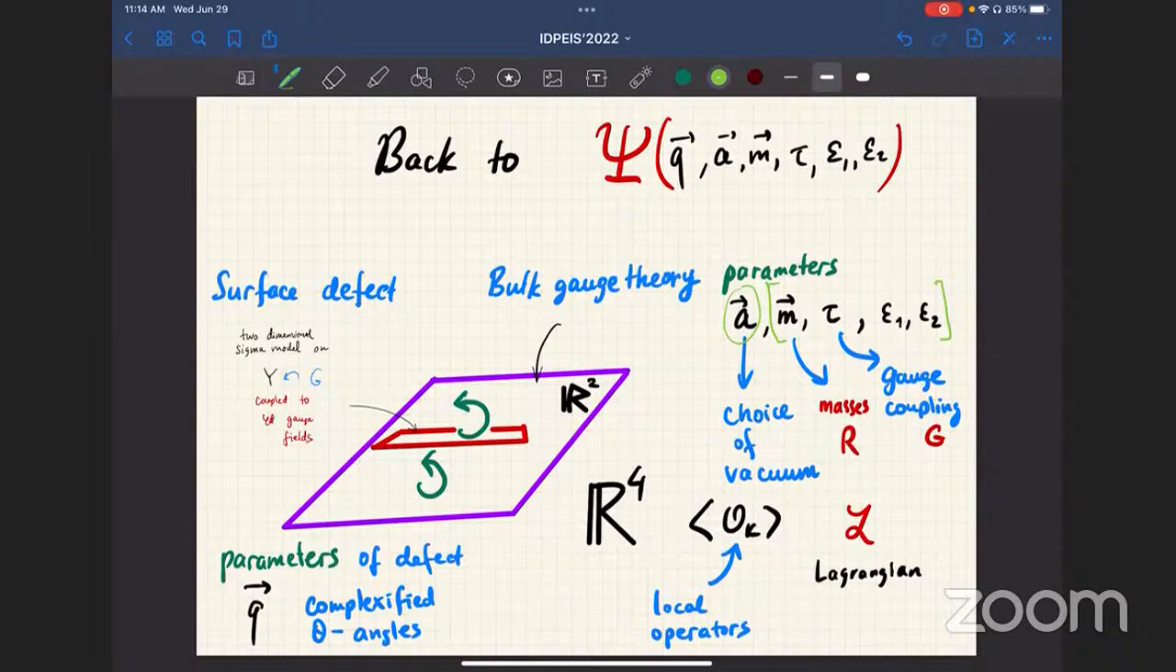Now, the surface defect is a non-local operator. So it's an extended operator, so to speak. It occupies a two-dimensional subspace of four-dimensional spacetime. And it has its own parameters. So since it's a sigma model, the sigma models have parameters which correspond to the topology of the target space. And so our target spaces typically will be some homogeneous spaces or some bundles of homogeneous spaces for the group G. And so they have rich second homology. And so to capture the second homology, we introduce theta angles and make complexifications. And so I will denote the corresponding parameters collectively by some letters Q. So the partition function, the expectation value of this non-local observable surface defect, which I will denote by psi.